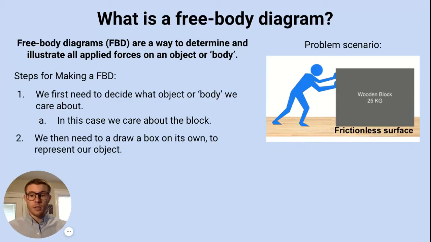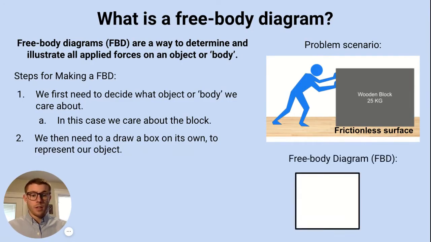Second, we then need to draw a box on its own to represent our object. So here we have a square drawn here that represents our block. Here we have a rectangle drawn as a square, but this square could really represent anything. It could represent a car, it could represent a rocket ship, it could represent really anything that's free to move.